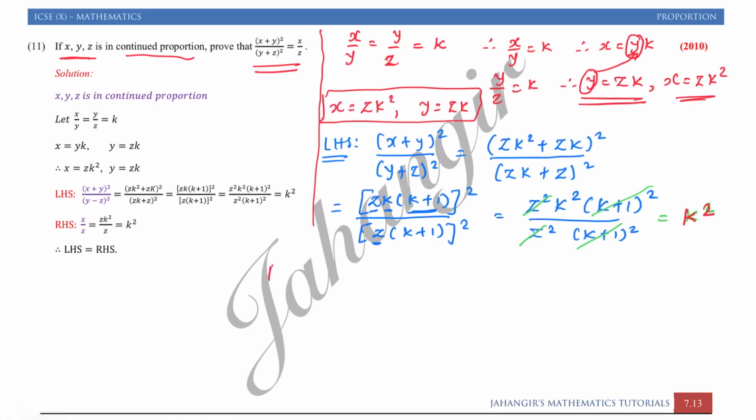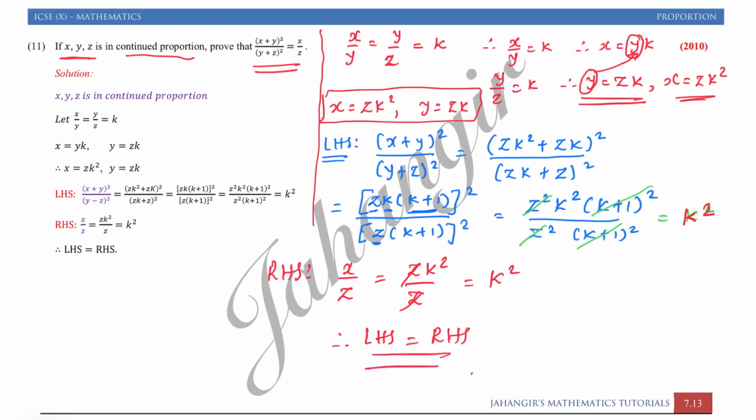Now RHS. Let's see what is RHS. x by z. Oh, so simple. So x is what? x value is z k square upon z. z and z will get cancelled, so you will get k square. So therefore LHS is equal to RHS.